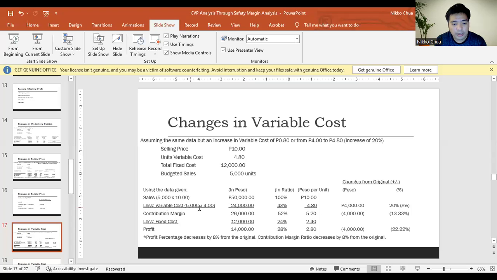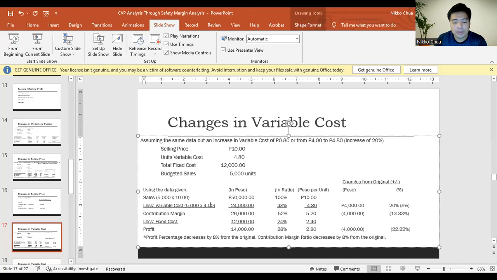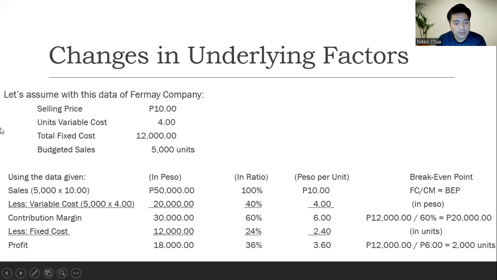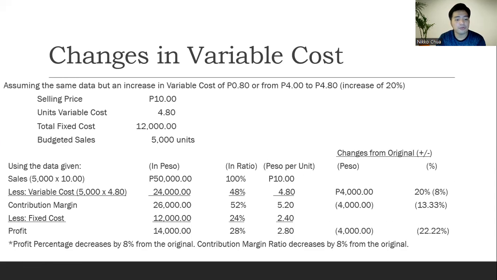Ito po, 4.80 na po ang ating variable cost, that is 24,000. Kanina po that is 20,000 lang, ngayon is 24,000. 50,000 minus or subtracted with 24,000 is 26,000, then subtracted with the fixed cost 12,000 as is, we will have a profit of 14,000.